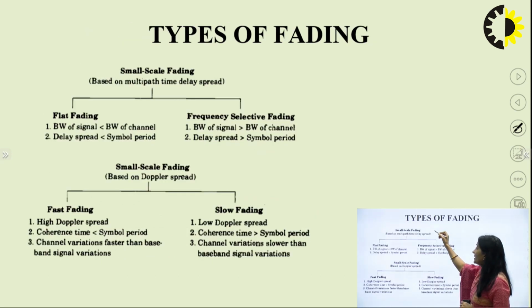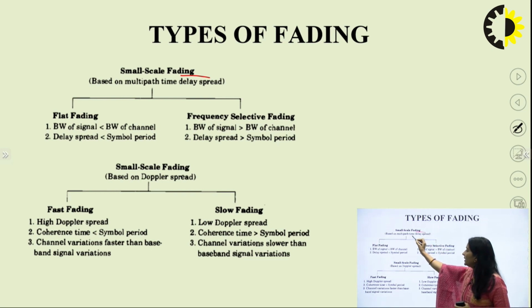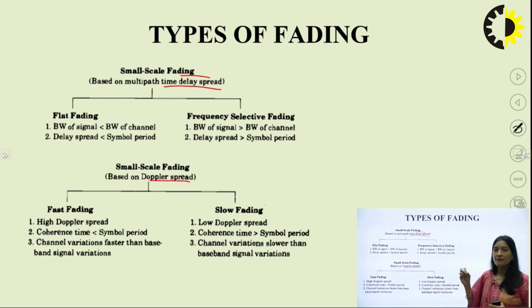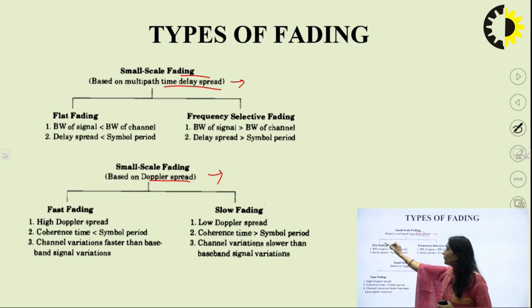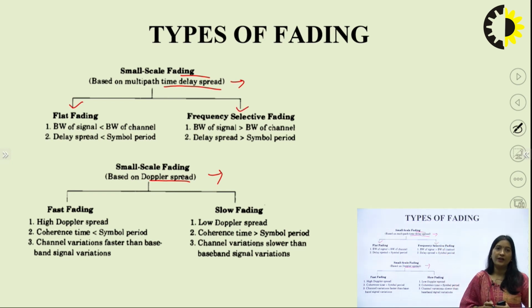Okay, so here we can see the types of small scale fading. Before going to the RAKE receiver, we should know what all the types of fading on the signal are. It is basically based on multipath delay spread and on Doppler spread. We can define types of fading based upon the multipath delay spread and the Doppler spread. Based upon multipath time delay spread, we have two types of fading: one is flat fading, another one is frequency selective fading.